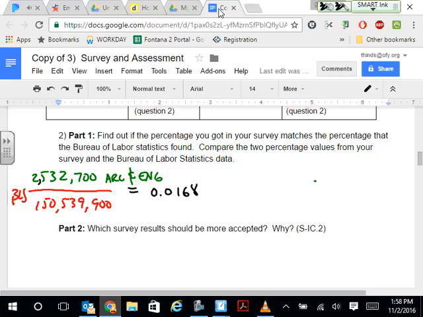So this guy, 1.68 percent. Of the U.S. population, or this working number here, only 1.68 percent of them are in the category of architecture and engineering. That's what these numbers are saying.